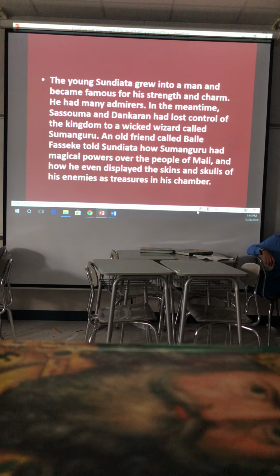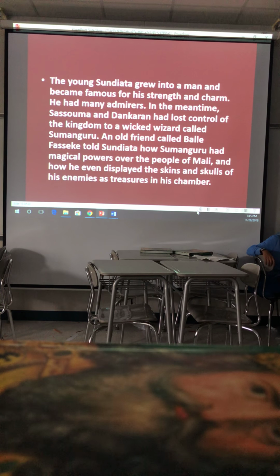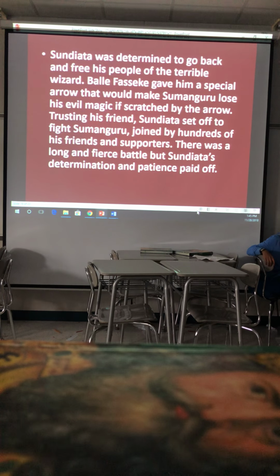In the meantime, Sasama and Dankarin had lost control of the kingdom to a wicked wizard called Sungamaru. An old friend called Bale Fasik told Sundiata how Sungamaru had magical powers over the people of Mali and how he had even displayed the skins and skulls of his enemies and his treasures in his chamber. Sundiata was determined to go back and free his people of the terrible wizard. Bale Fasik gave him a special arrow that would make Sungamaru lose his evil magic if scratched by the arrow.